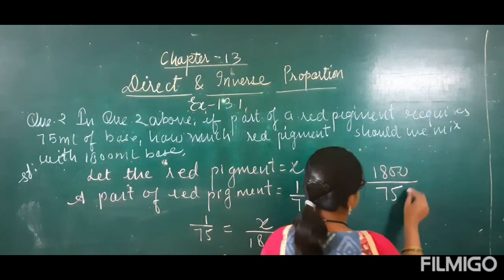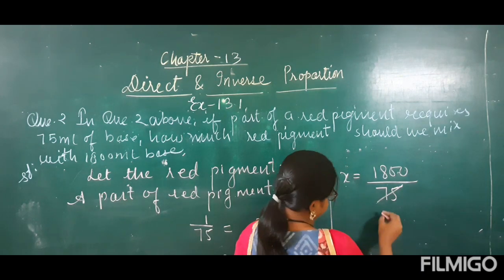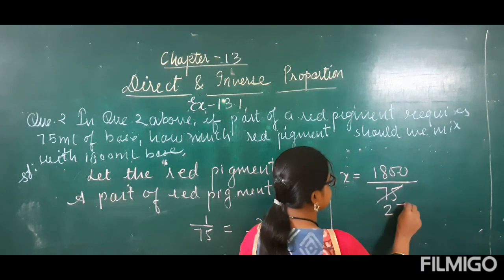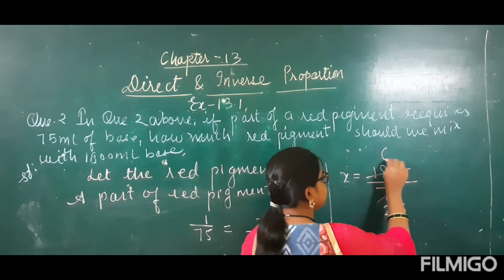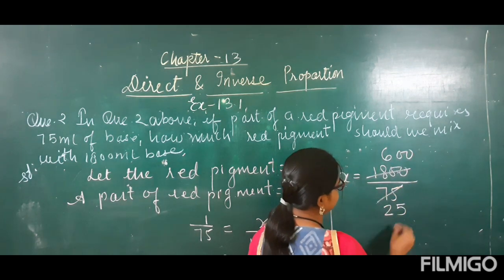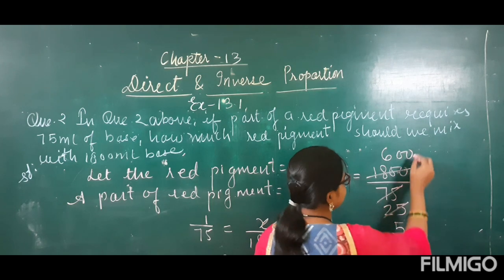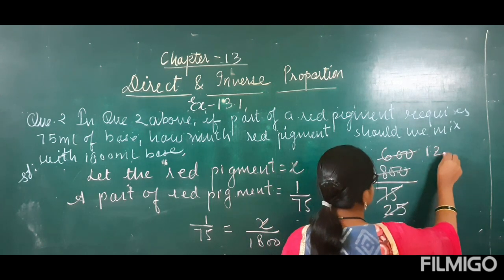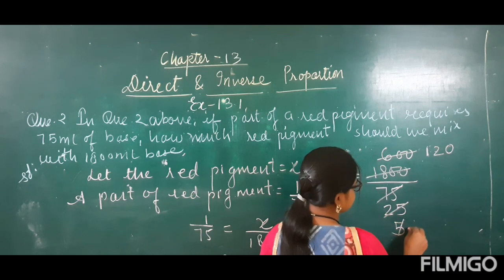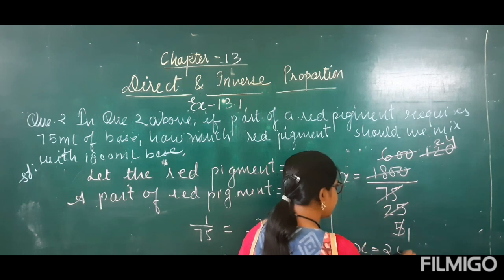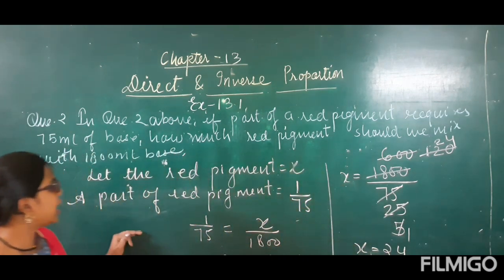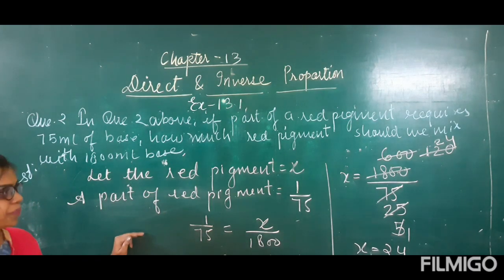So from here you will get 3 2s are 6, 3 5s are 15, 3 6s are 18, and these 2 zeros. From here you will get 5 5s are 25, 5 1s are 5, 5 2s are 10, 5 4s are 20. So x is equal to 24. Means the part of red pigment here is 24, and this will be mixed with 1800 ml. This is the answer.